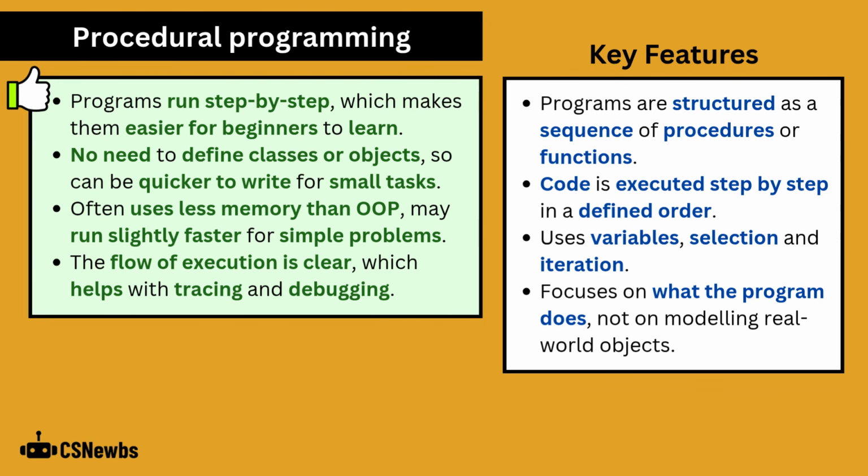Advantages of procedural programming include that programs run step by step, which makes them easier for beginners to learn. There's no need to define classes or objects, so it can be quicker to write for small tasks. It often uses less memory than object oriented programming, and it may run slightly faster for simple problems. And also, the flow of execution is clear, which helps with tracing and debugging.